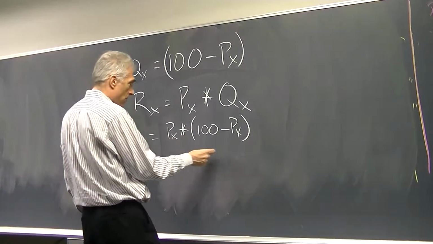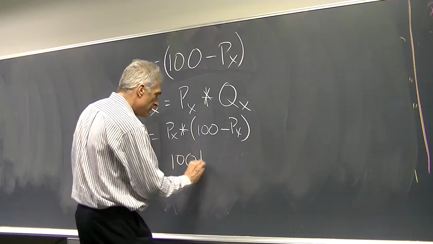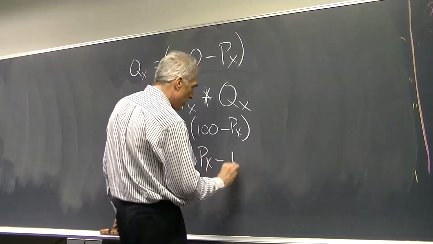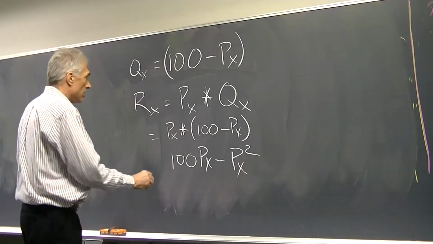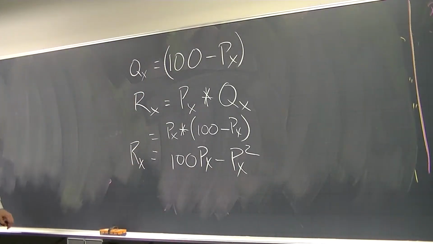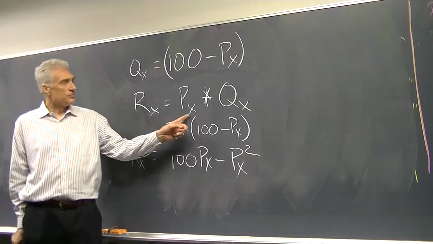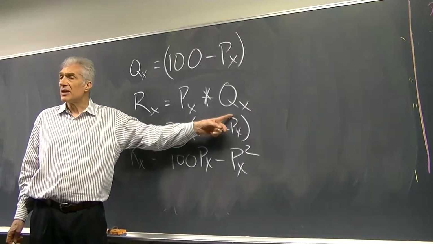The revenue is 100 px minus px squared. That's revenue. That's your revenue statement. That's what I get. This is what you have to keep clear in your mind.